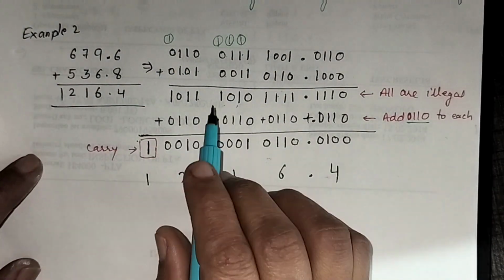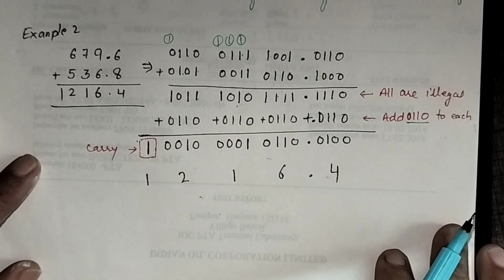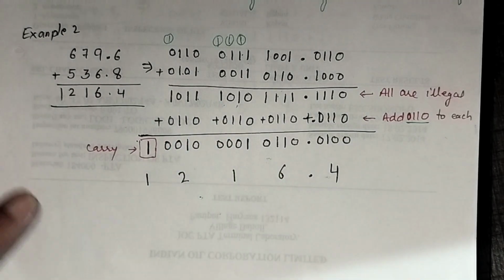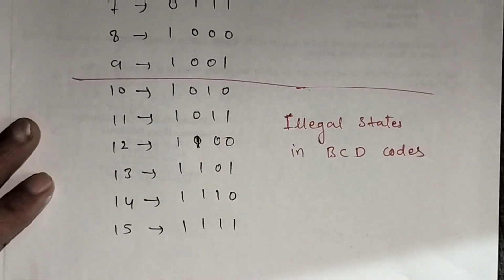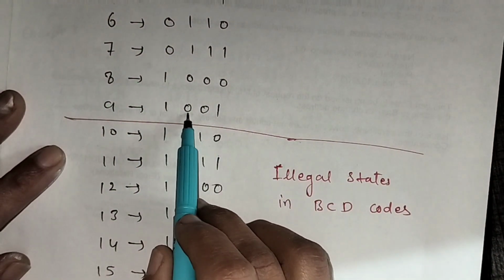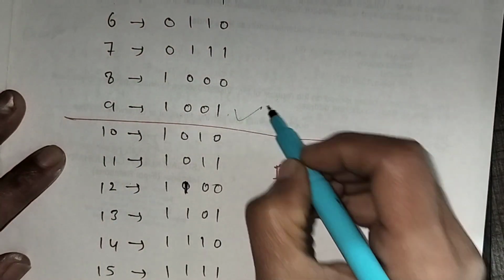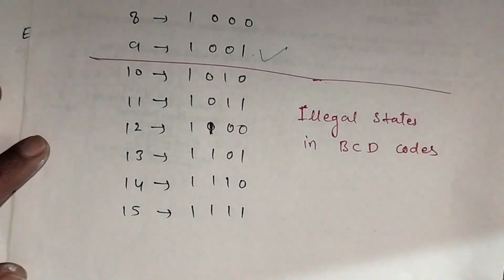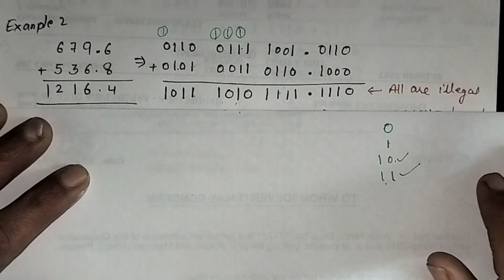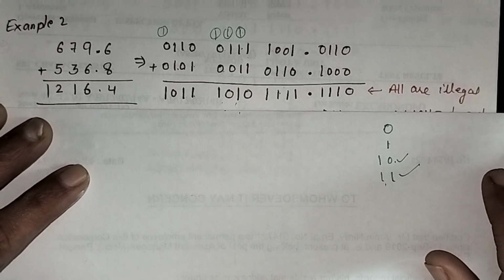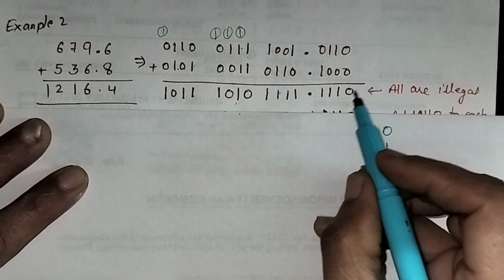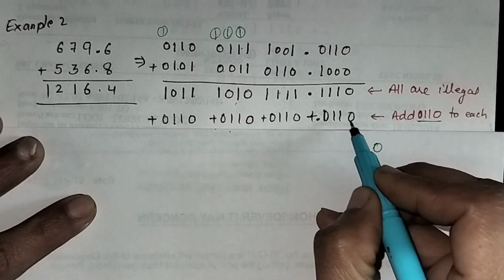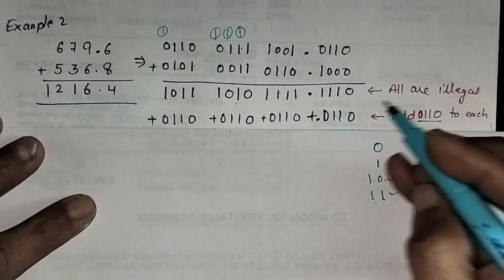We can see all the codes are illegal as they are exceeding 9, meaning 1001. Up to this code 1001 they are legal; after that they become illegal codes. All these illegal states will be corrected by adding 6 to each group. So we will add 6 to each group, meaning 0110. It is the code for 6.